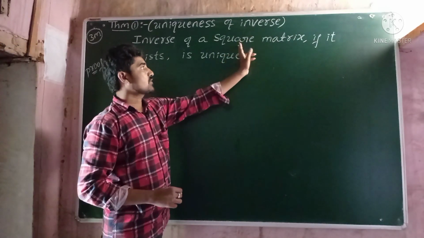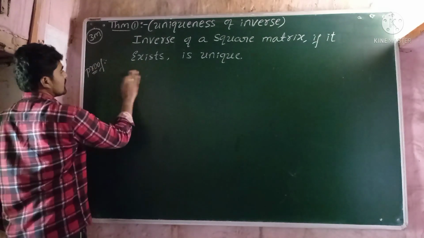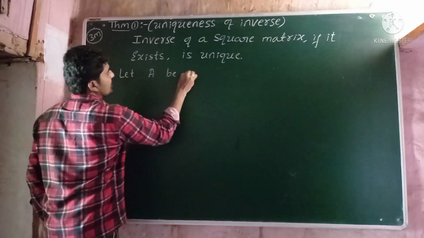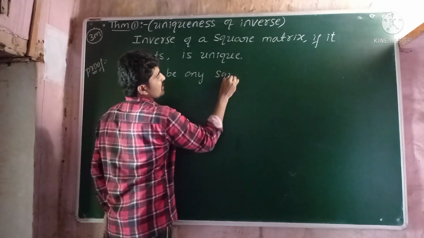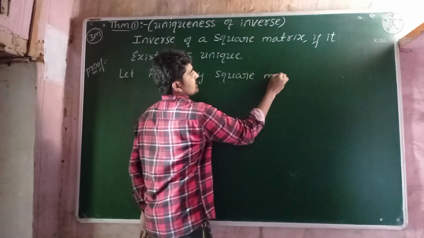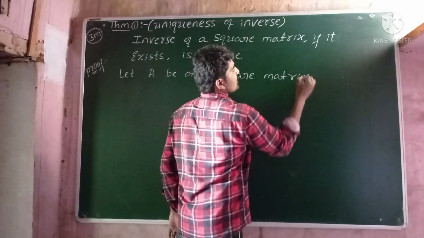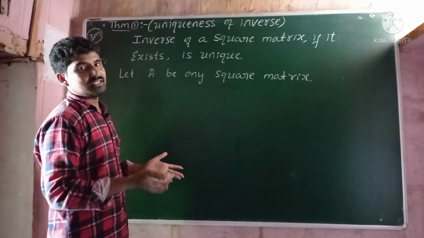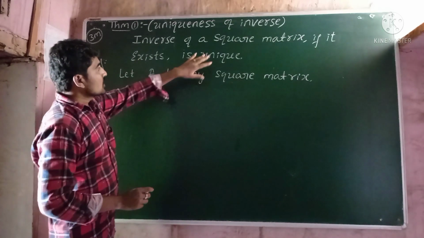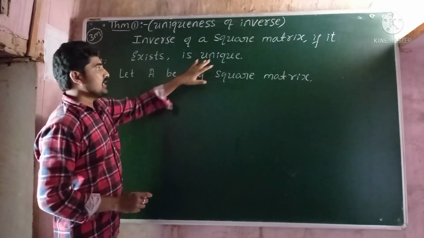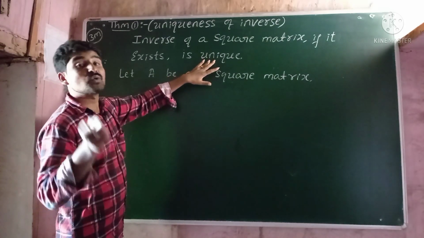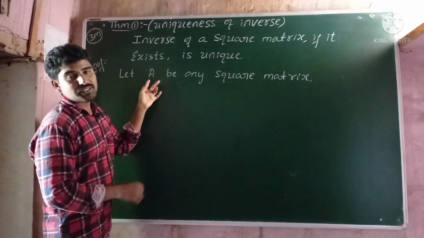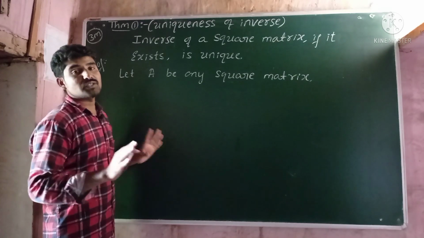So to prove this theorem, first we need to consider a square matrix. Let A be any square matrix of any order. It may be a 2 cross 2 order matrix, or it may be a 3 cross 3 order matrix, anything it may be. To prove the inverse of this square matrix A is unique, we need to consider two different inverses for this matrix A, and finally we have to prove that the two inverse matrices are not different, both are the same.